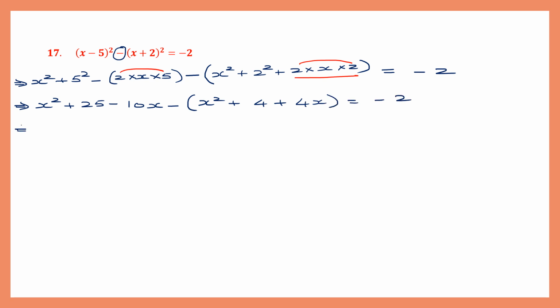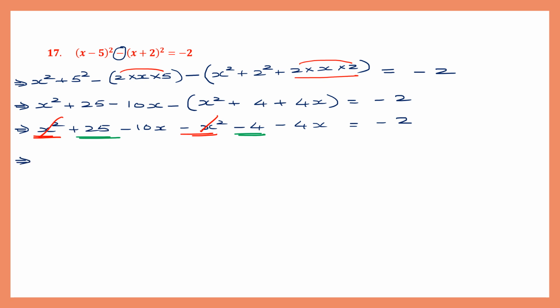So again here let's open the brackets. x² + 25 - 10x - x² - 4 - 4x is equal to -2. Now let's look at the like terms. We have x² and -x², which will get cancelled. Now what do we have? We have +25 and -4. So 25 minus 4 is 21.